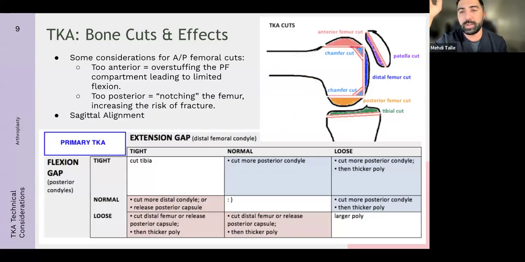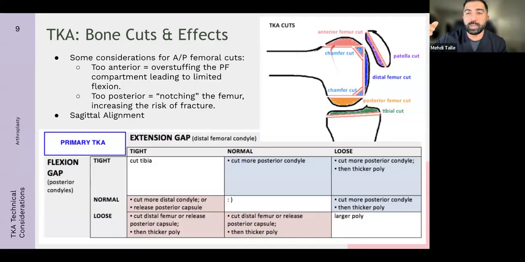So when we talk about the anterior and posterior femoral cuts, some considerations that you may consider. When you do the anterior cut, if you're too anterior, you're not taking enough bone, that can lead to what's called overstuffing of the patellofemoral compartment. If you imagine the patella gliding over the anterior femur, if you don't take enough bone here and you just slap a big thick implant on there, then that compartment is essentially too tight, and that can lead to limited knee flexion, because as they flex, you're going to start impinging here. It can also lead to anterior knee pain.